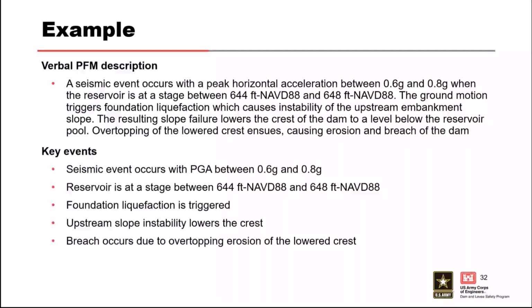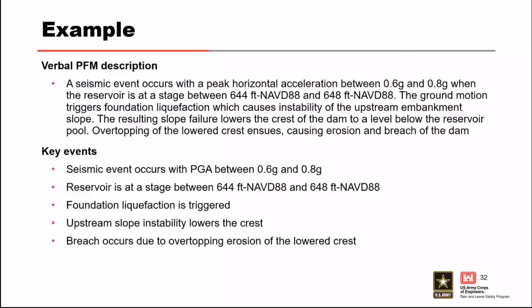Here's a short example of a potential failure mode description that we'll use to demonstrate how event trees are constructed. We're going to discuss this construction process more in depth in our next presentation, but this is just a simple example. Our key events for overtopping due to seismic crest deformation are shown in the PFM description. The initiating event is an earthquake with horizontal peak ground acceleration between 0.6 G and 0.8 G, while the reservoir has a stage elevation between 644 and 648 feet. The failure mechanism involves foundation liquefaction, slope instability that lowers the embankment crest, and overtopping with breach.